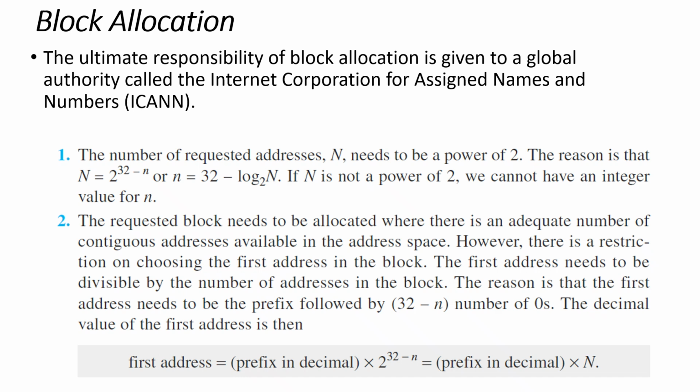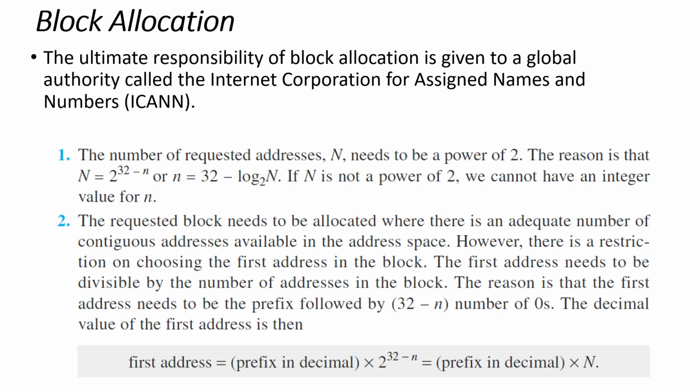Next topic is block allocation. The ultimate responsibility of block allocation is given to a global authority called the Internet Corporation for Assigned Names and Numbers, ICANN. The number of requested addresses N needs to be a power of 2. The reason is that N is equal to 2 to the power 32 minus n, or n is equal to 32 minus log base 2 of N. If N is not a power of 2, we cannot have an integer value. That is the reason N should be a power of 2.